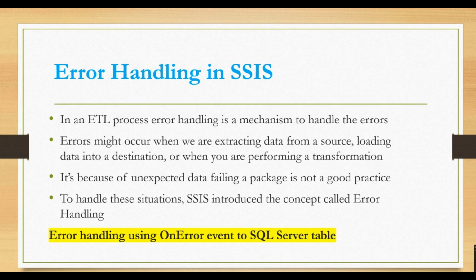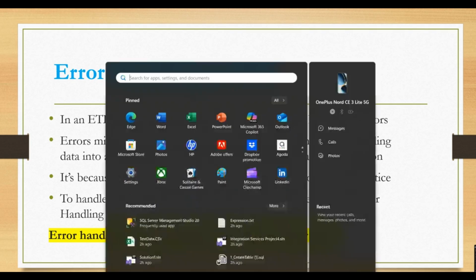Errors may occur when we are extracting data from the source, loading data into the destination, or performing a transformation. Unexpected data failing a package is not a good practice, right? To handle this situation, SSIS introduces a concept called error handling. In this tutorial, we are going to see how to handle the error by using the on error event. Okay, let's jump into the demo.